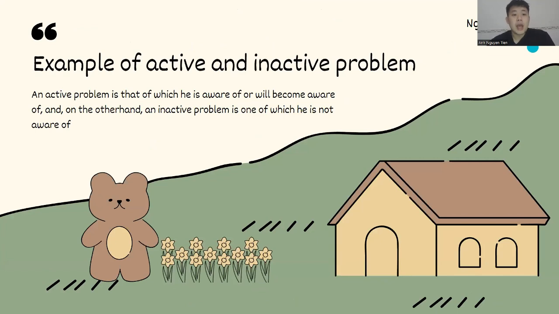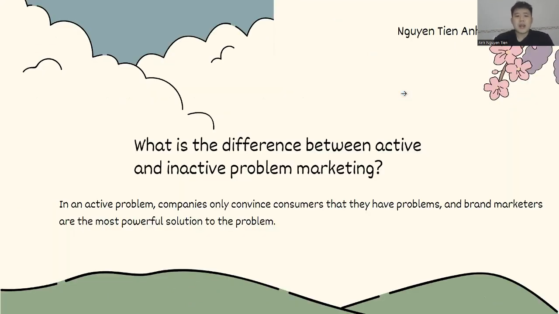And we will go to the example of active and inactive problem. An active problem is one that he is aware of or will become aware of, and on the other hand, an inactive problem is one of which he is not aware. And what is the difference between active and inactive problem in marketing? In marketing, in an active problem, the company only conveys to the consumer that they have a problem, and brand marketers are the most powerful solution to the problem.